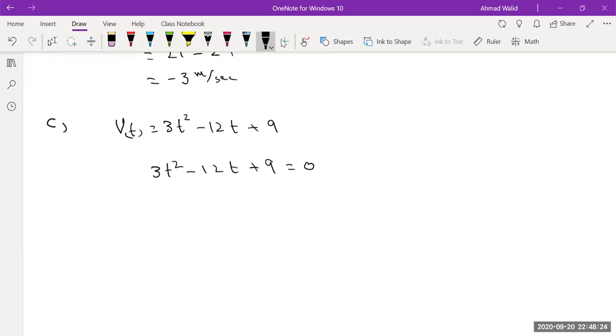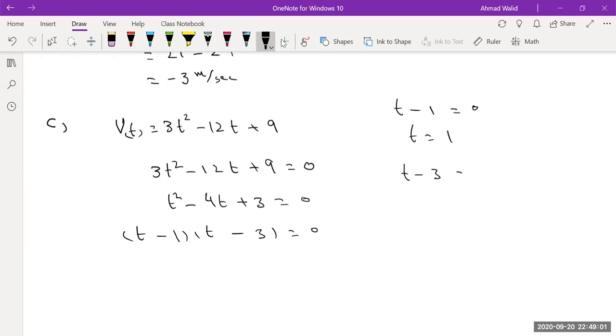Now, first, can I divide everything by 3 to make it smaller? It's algebra, it's not even calculus. Then t squared minus 4t plus 3 equals 0. Can I factor this? Definitely yes. t and t, 3 and 1, both negative, correct? If I solve this quadratic equation, t minus 1 equals 0 means t equals 1. Also, t minus 3 equals 0, so t is equal to 3.